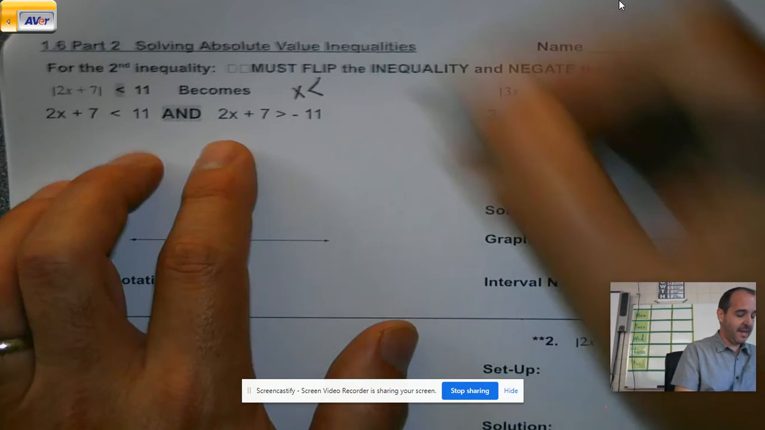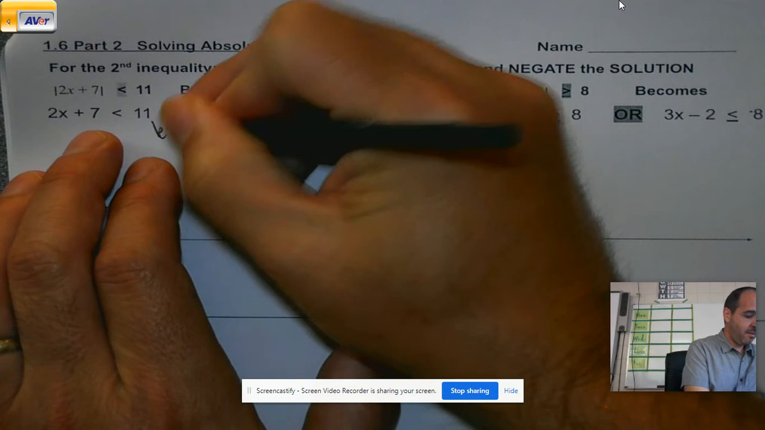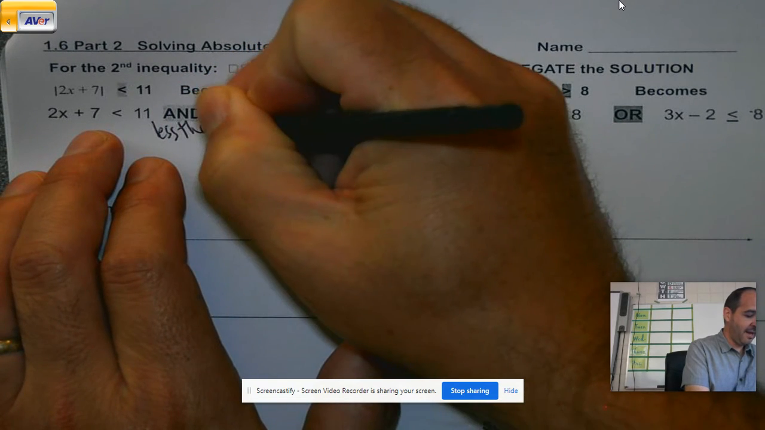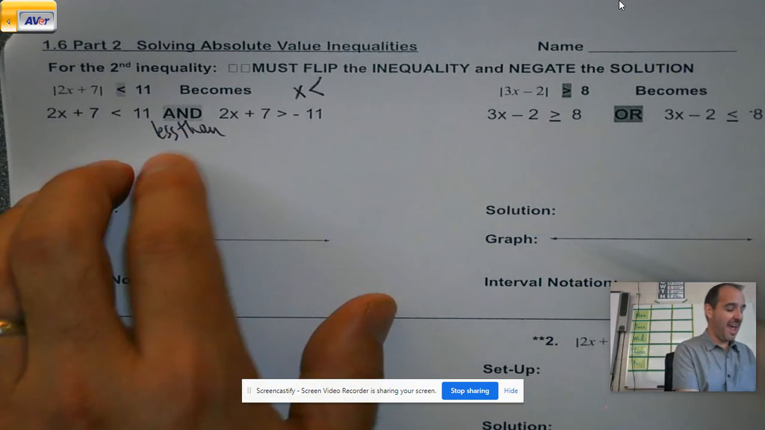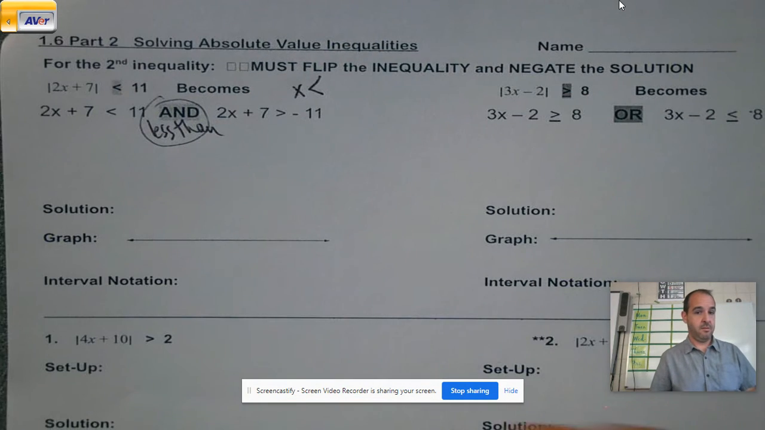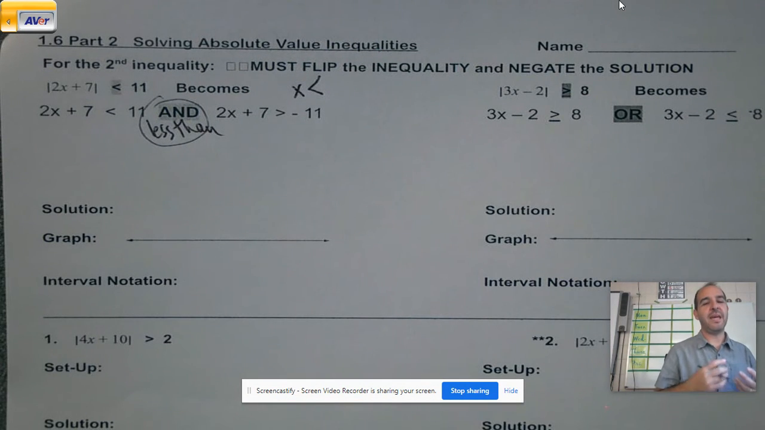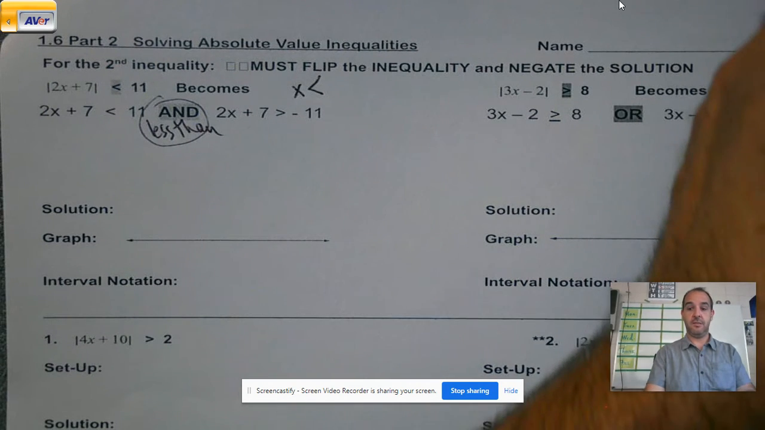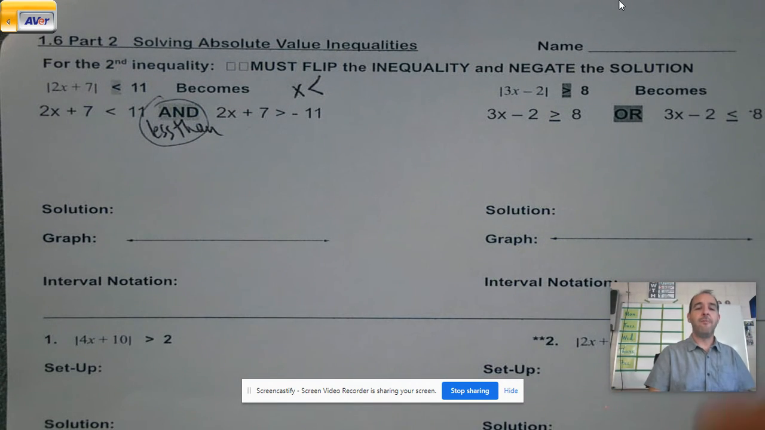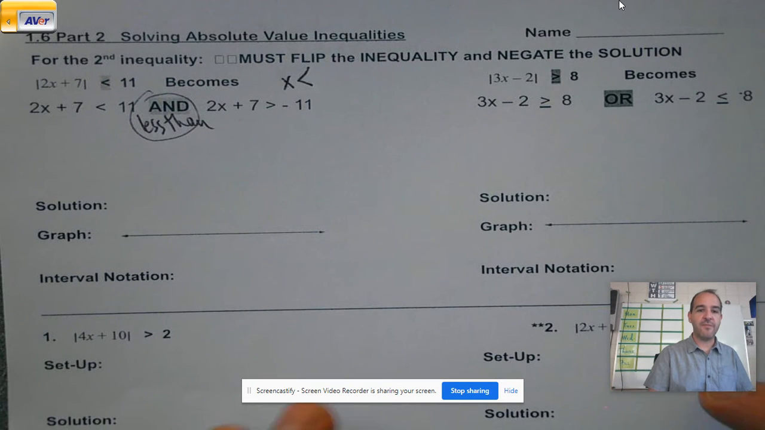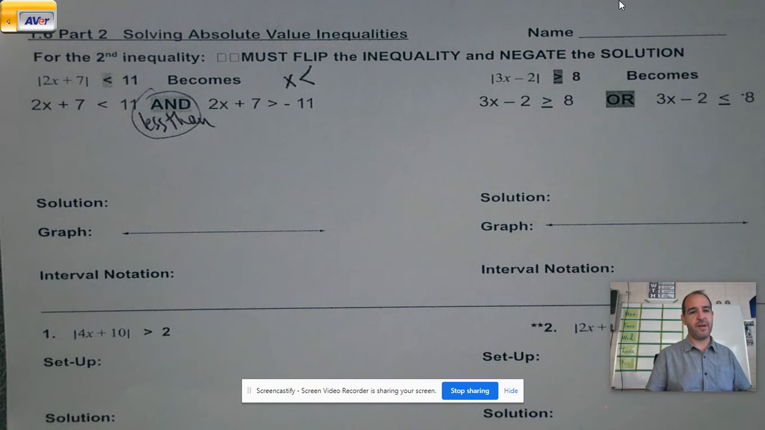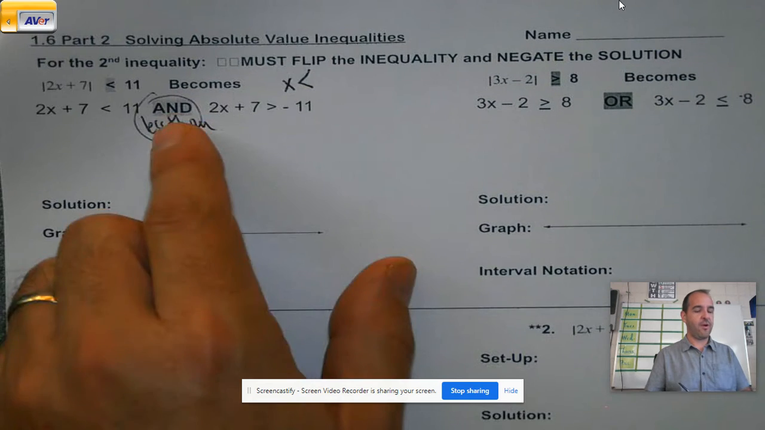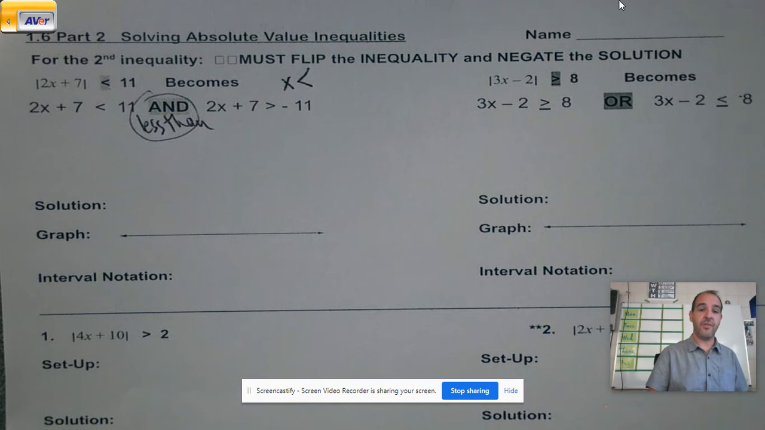If you have a less than, or equal to, that is an and statement, okay? We're going to have some hints we're going to look at here on what our graphs are going to look like, what our solutions are going to be. So making these connections for and or are going to be important. So and is less than.